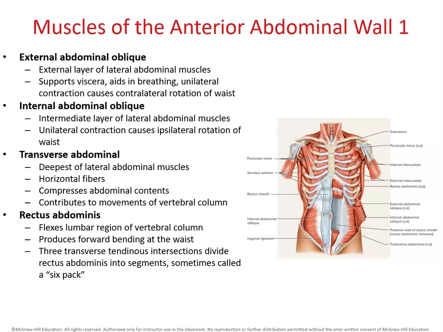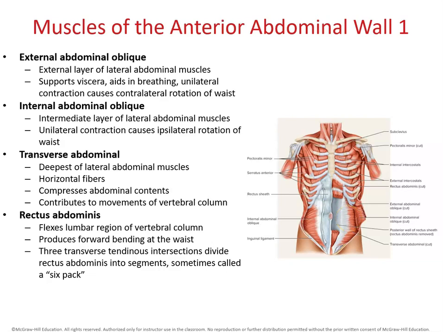And finally, the rectus abdominis. Okay, so these ones are allowing motion of the vertebral column, particularly in the lumbar region where your lumbar vertebrae are, and they allow you to bend forward at the waist. Okay, so these are the ones that if somebody has been working out and has low body fat, you can see as what we might call a six-pack.